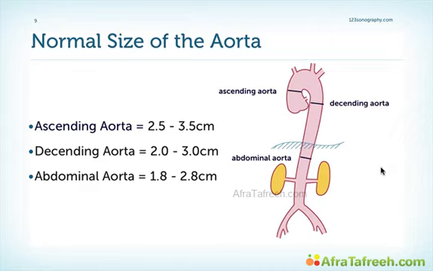When you go into the literature, it's quite difficult to really find normal values for the width of the aorta. But these are values that we use. The ascending aorta between 2.5 and 3.5 centimeters, the descending aorta between 2 and 3 centimeters, and the abdominal aorta between 1.8 and 2.8 centimeters. You can see here that the aorta gets slimmer the further down we get.